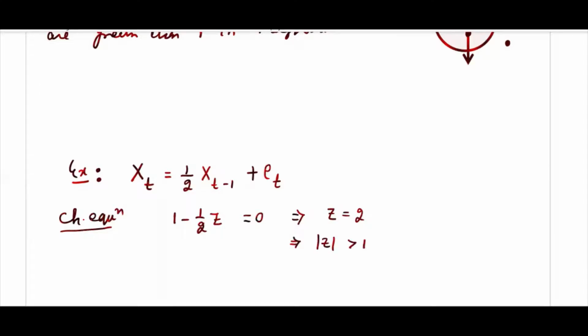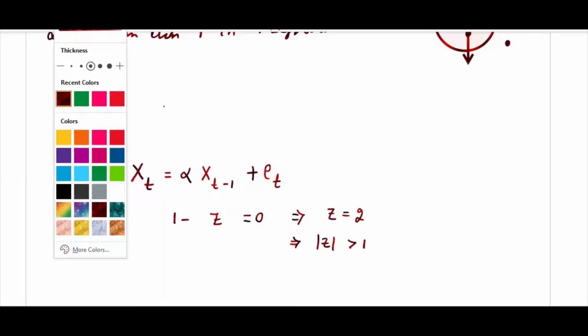Even if you consider general alpha 1 here, what will happen? Suppose instead of this I consider alpha, or alpha 1, whatever you write. Then what will happen? You need to find this one.